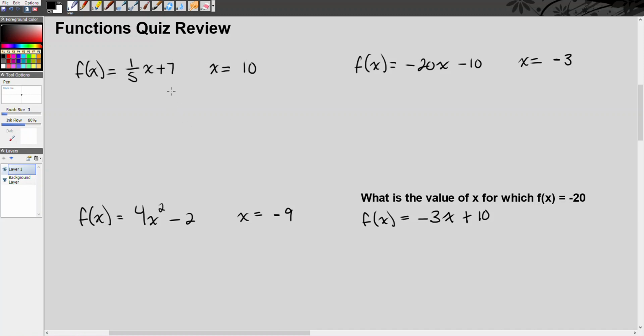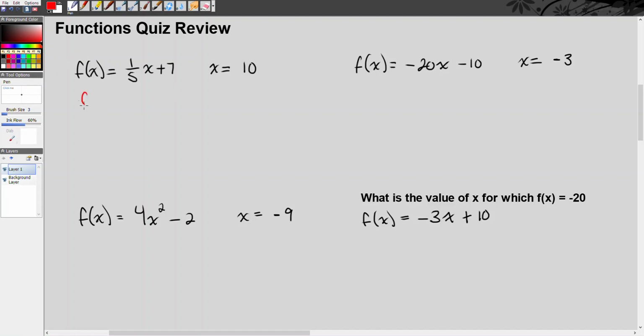All right, so let's go ahead and do a quick review for our functions quiz. Let's take a look at this first example here. We have f of x equals 1/5 x plus 7, and it says here x equals 10. So basically what we want to know is what is f of x if x is 10?